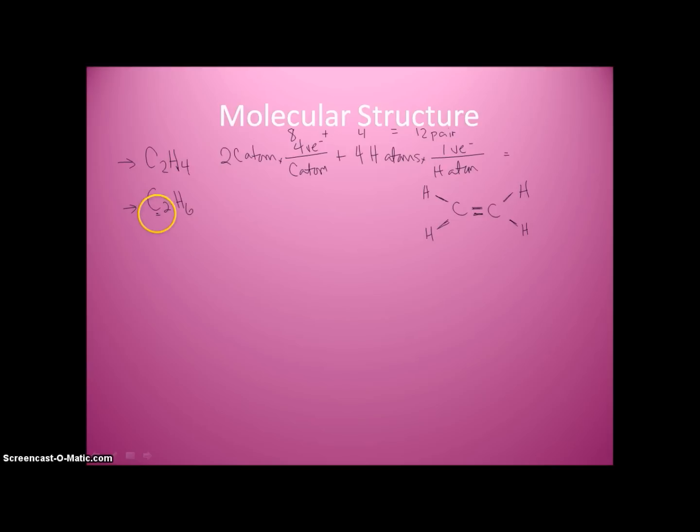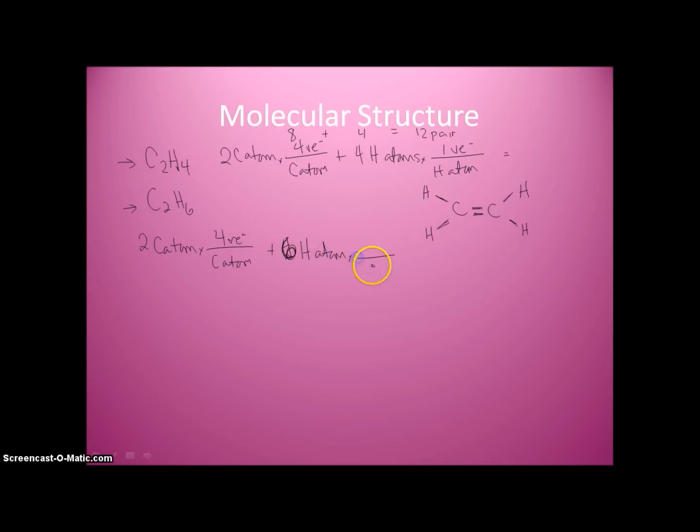Okay, so now if we look at this one, you might be able to guess the structure, but we still need to go ahead and do the calculation. Okay, so 2 carbon atoms. Carbon atoms have 4 valence electrons. Then, whoops, I was just copying the one from above. 6 hydrogens.